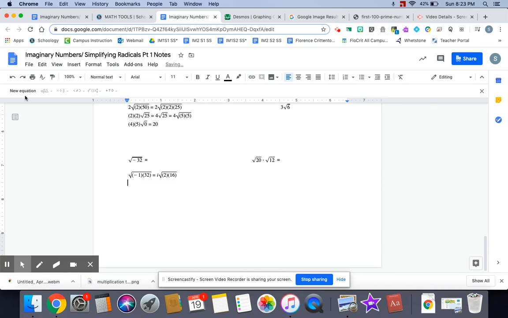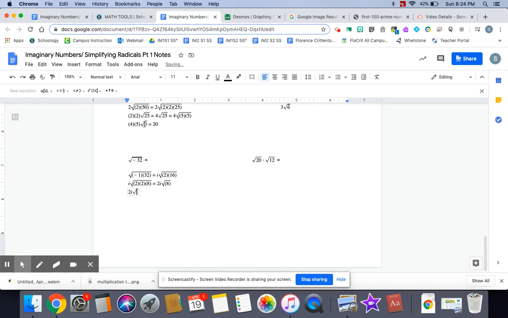Then if I try dividing 16 by 2, I'd get 8. Then I have two 2's that can combine together and become 1 2 that comes out front. And then I still have the 8 in the middle. So I have 2i.